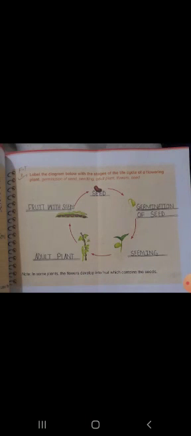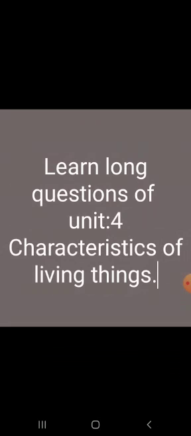Then the exercise question number 7, page number 41. You have to label this life cycle of the flowering plant. So you can revise it once again. And then the exercise on page number 30. Hope you have understood today's lecture very well. You have to learn the long questions of unit 4, that is, the characteristics of living things.